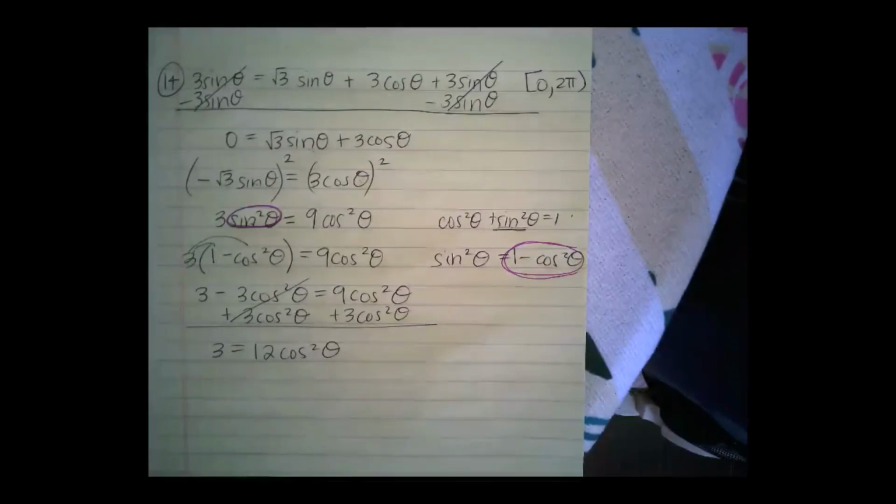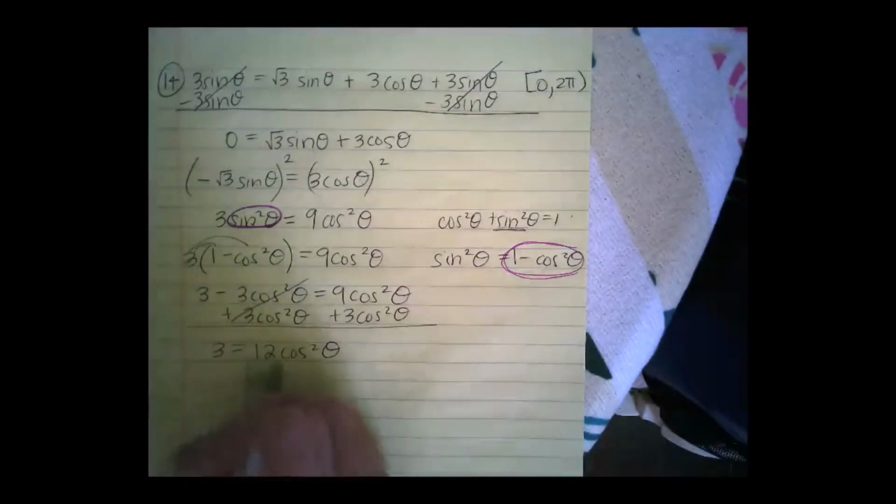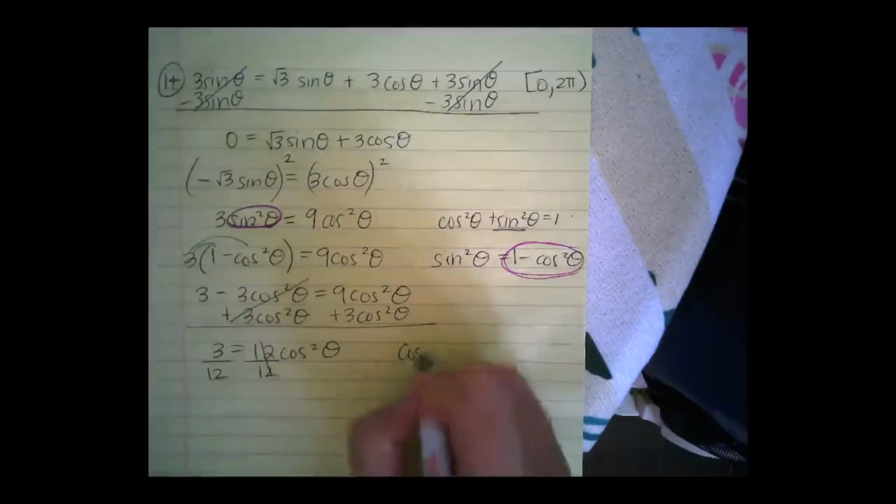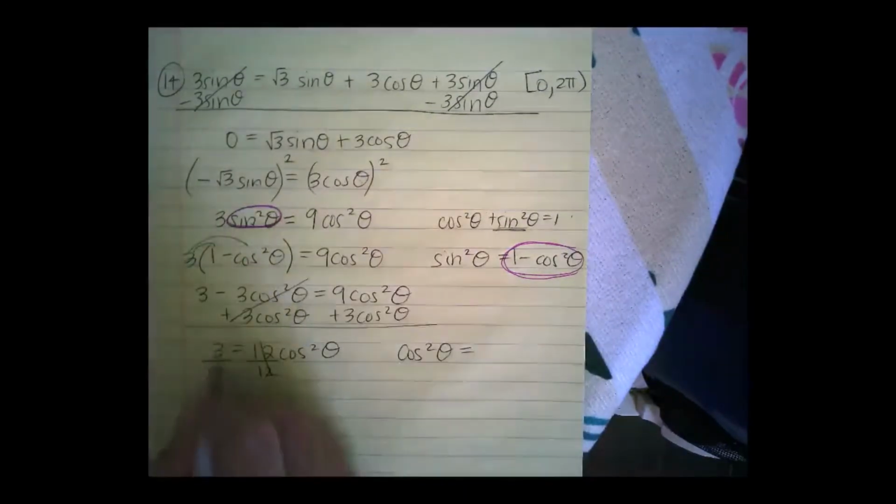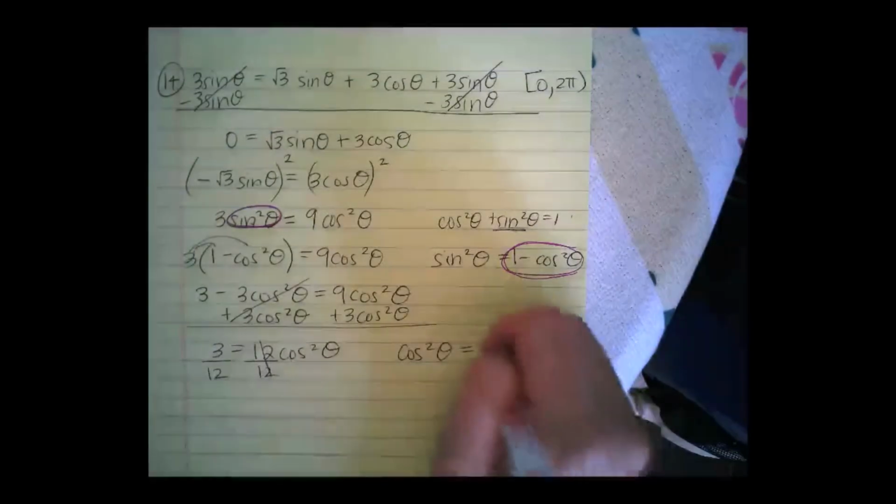Now I don't have to factor this one because all I have is one trig function. Just cosine. I know it's squared, but we've solved these before. I'm going to divide by 12. I get cosine squared of theta equals 3/12. 3/12 is 1/4.